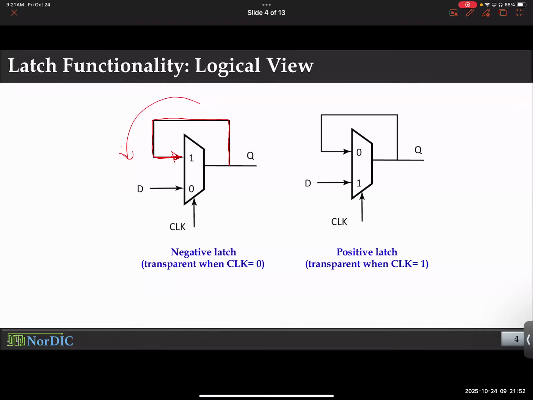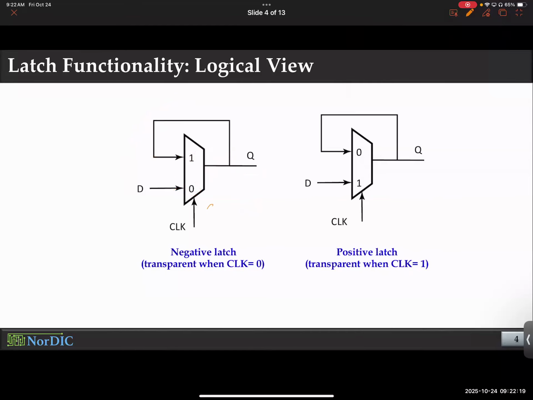And now what? So when the select is 0, notice that that's why it is marked so. When select is 0, this input goes to the output. When the select is 1, the corresponding input goes to the output, right? You see my point here? That's how it is marked.